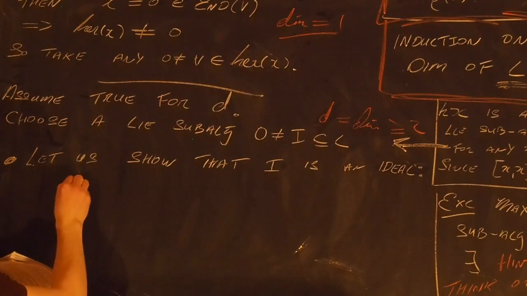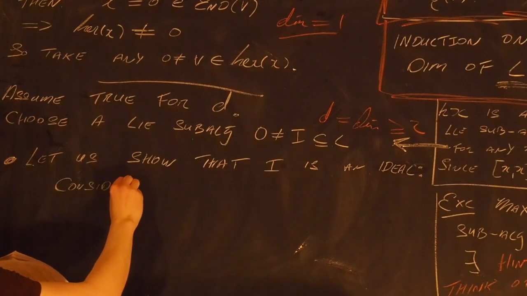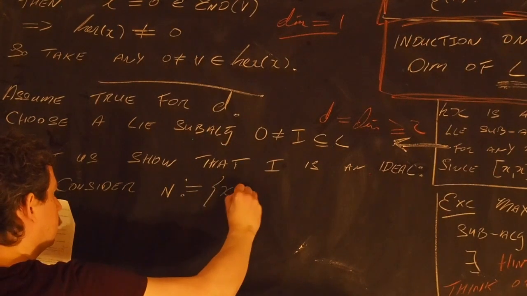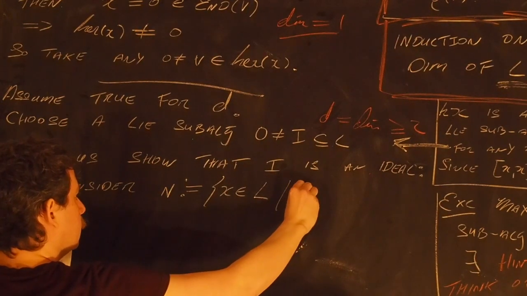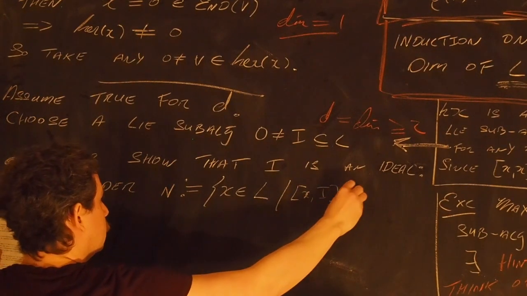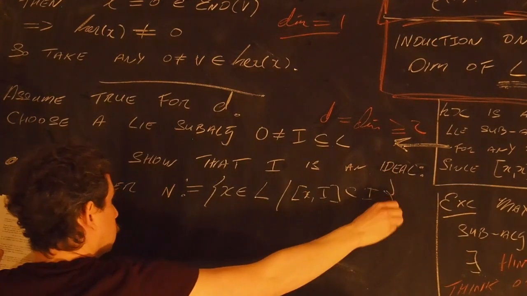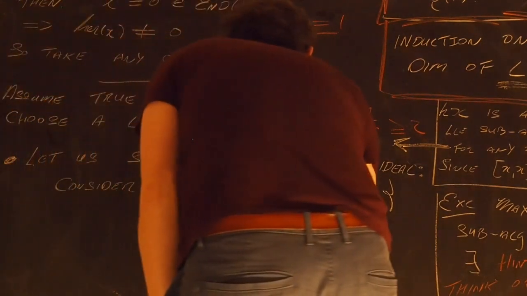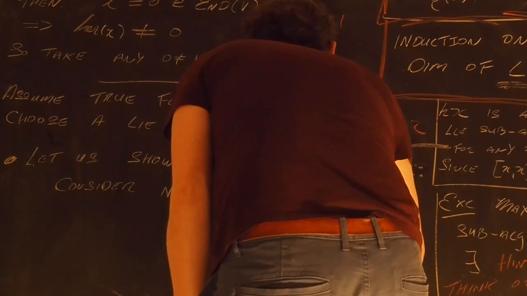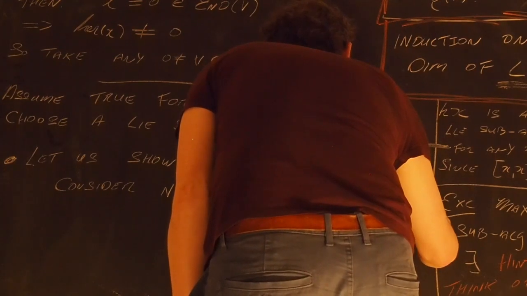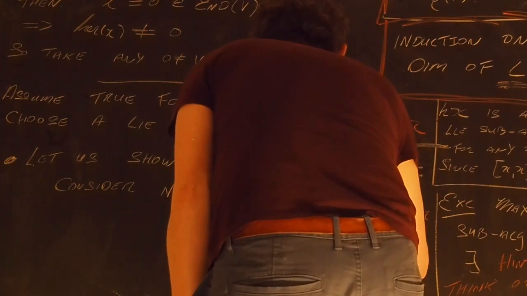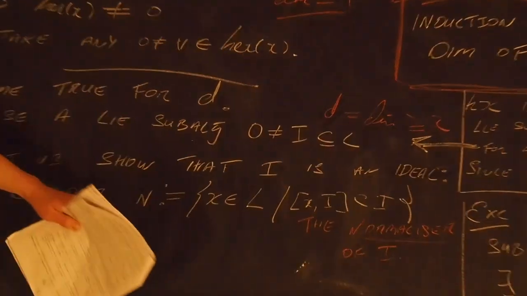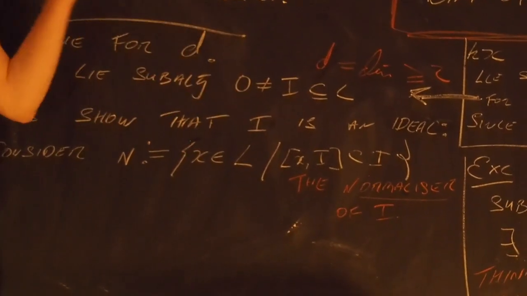Well, we're going to introduce, so consider n, which is defined to be x, an element of L, such that [x, I] is contained in I. This is what we call the normalizer. So we don't know that I is an ideal, that's what we want to show.